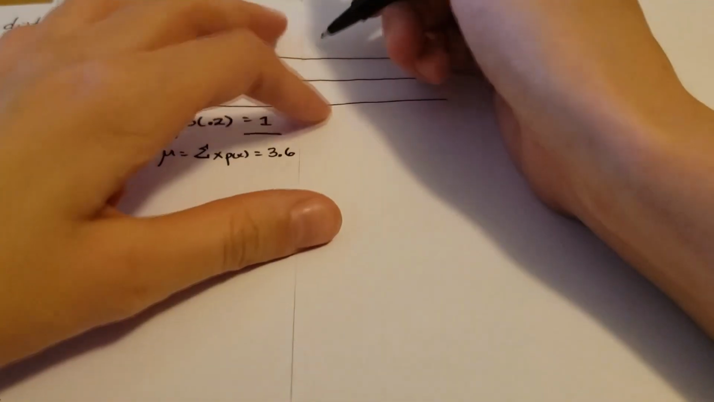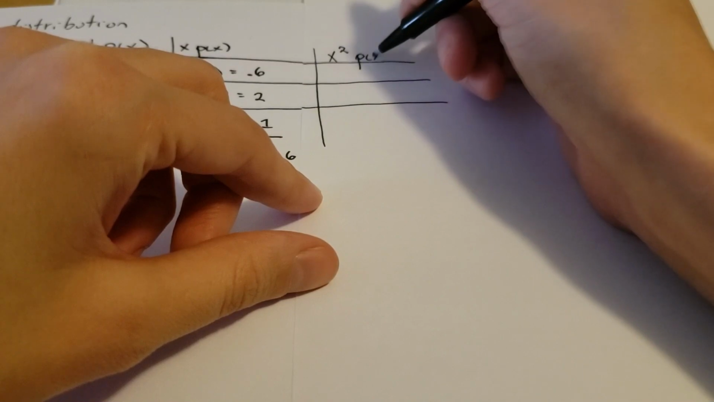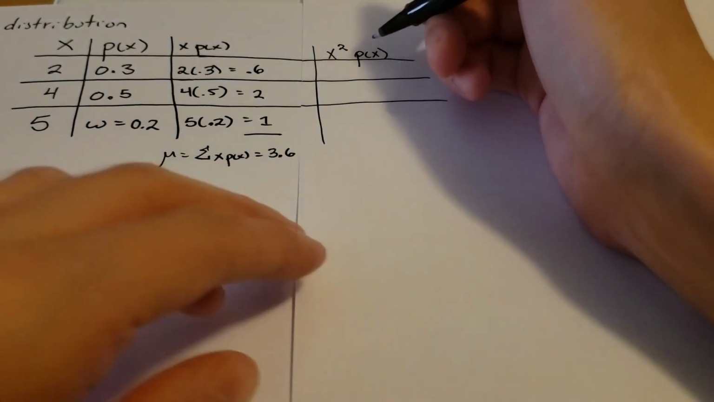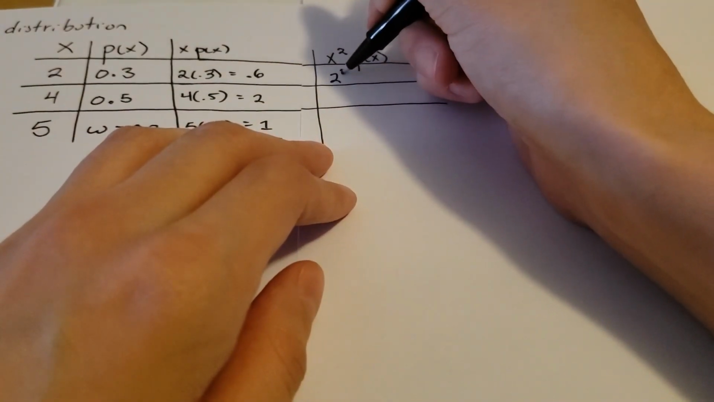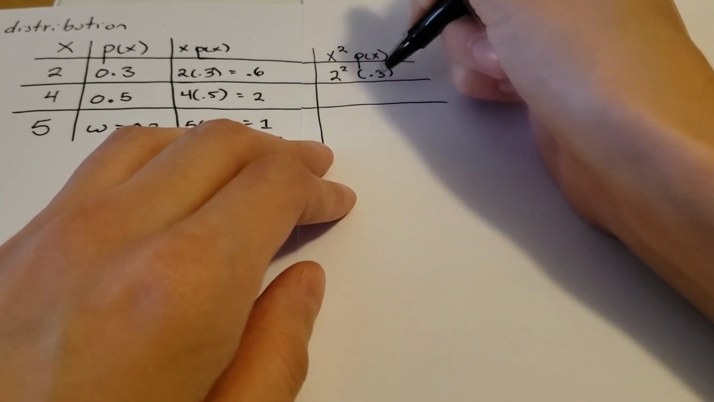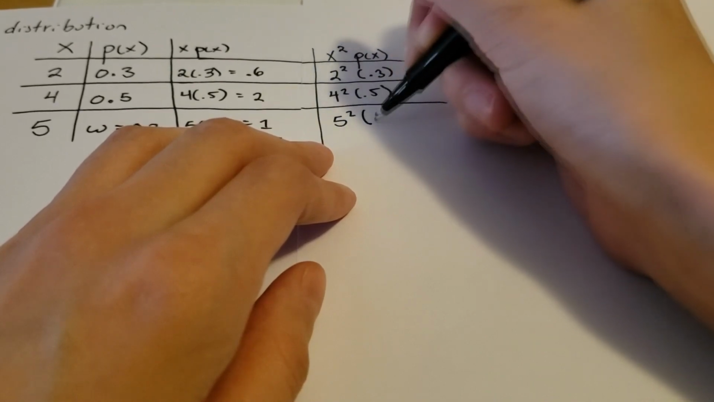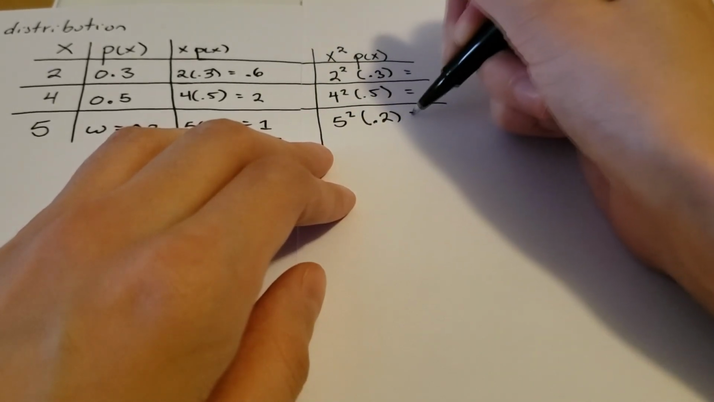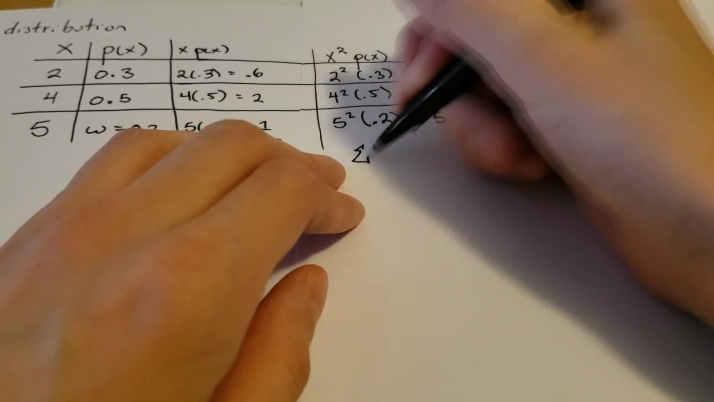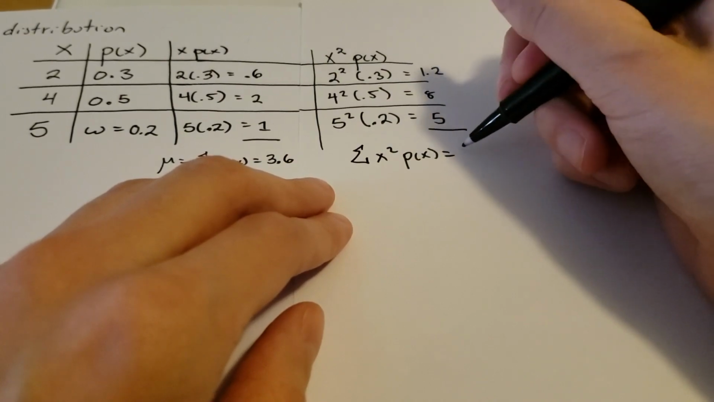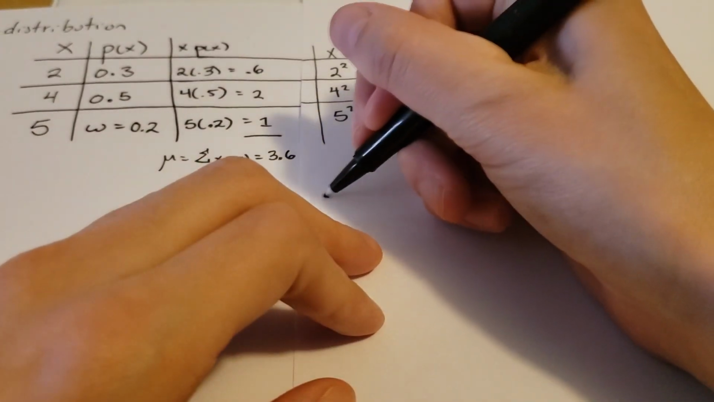Okay, so we need to find our x squared times p of x. And because I have a calculator that's capable of doing this, we'll just write it as it would appear. So this is going to be 2 squared times 0.3, 4 squared times 0.5, 5 squared times 0.2. And we end up with 1.2, 8, 5. And the sum of all of these is 14.2. Now that we have this information, we can plug it into our standard deviation formula.